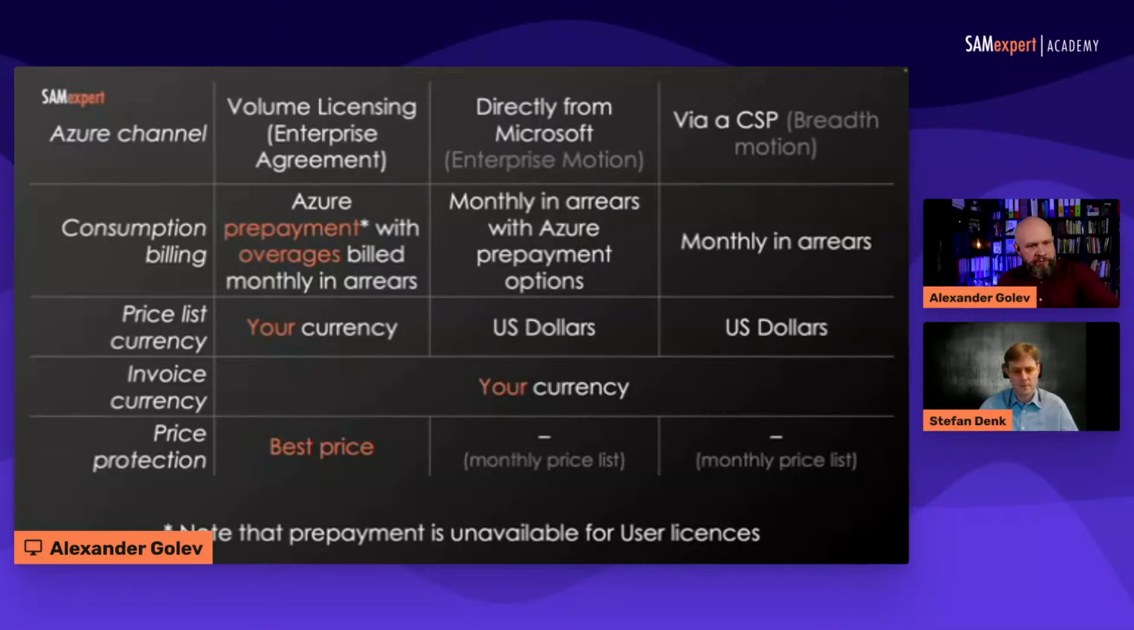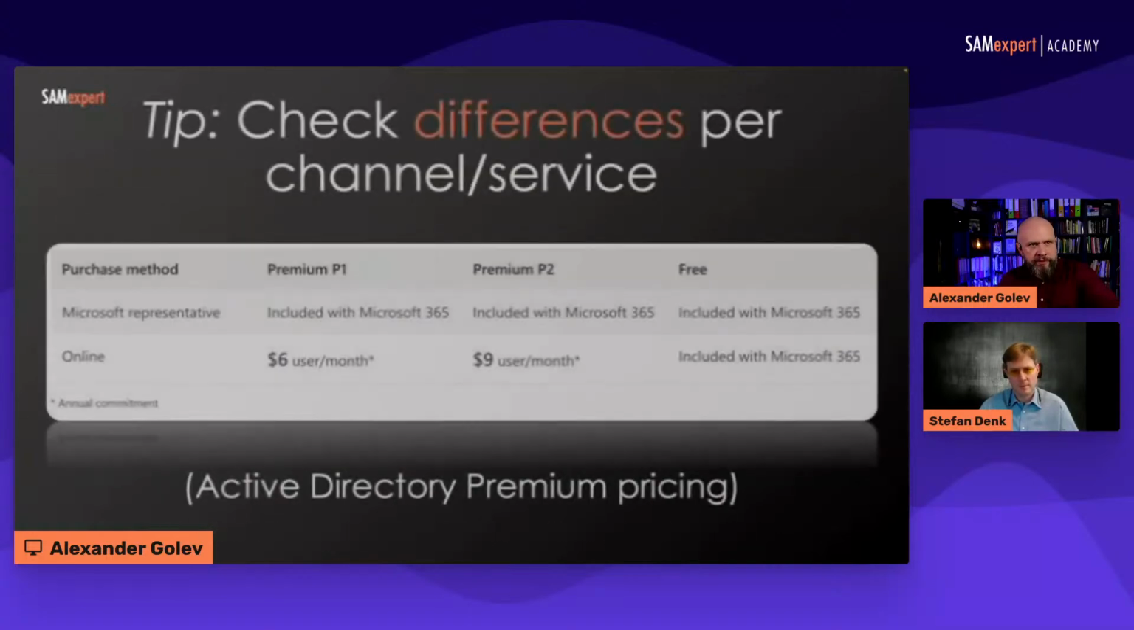Another thing I want to ask you, Stefan, is obviously Azure P1 is no more, but nevertheless, there are differences between channels in the prices, even like this. Some things may be included in products, and some things, if you buy them online, whatever you have included with your product doesn't actually work. So do you still see differences like this?